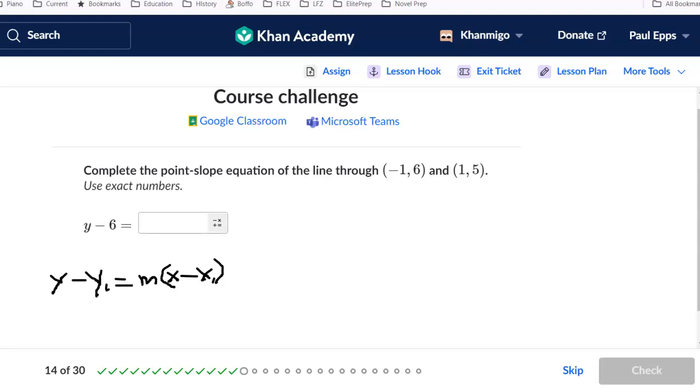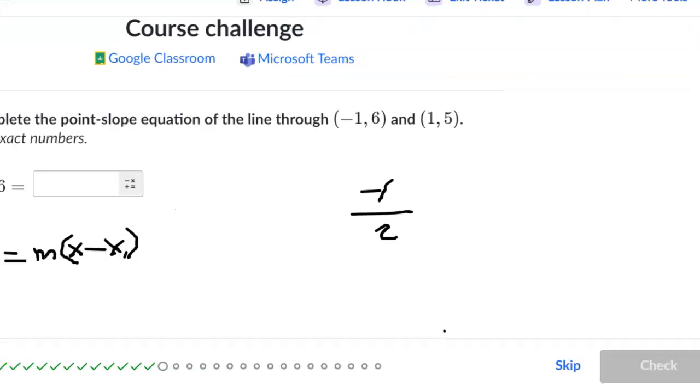So let's figure out the slope, and then we can do it. Slope, being rise over run. So the rise from -1, 6 to 1, 5, 6 to 5 is -1. The run from -1 to 1 is 2. All right, so that's the slope.